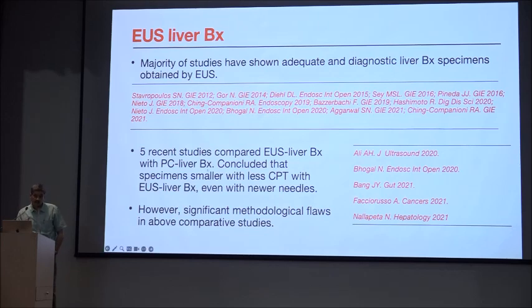What about the comparison of US with percutaneous liver biopsies? There have been 5 recent studies, compiled in a meta-analysis, and they have said that percutaneous liver biopsy gives you a better yield, longer specimens, and more CPTs, even though US liver biopsies by themselves were adequate in the majority of cases. However, these studies had methodological flaws, and some of them actually used fine needle aspiration and not a biopsy needle.